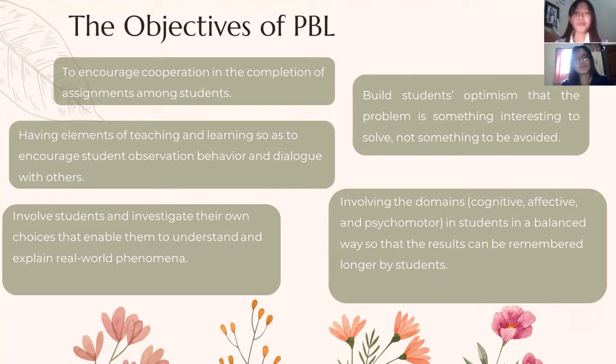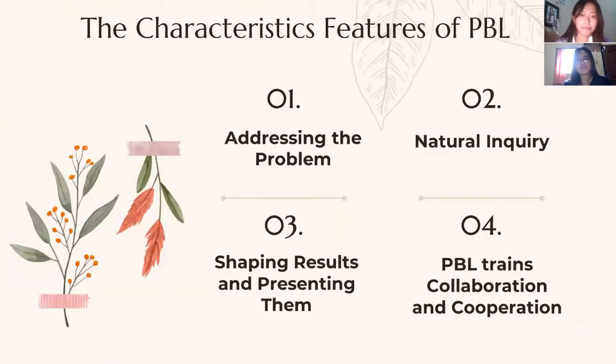Number 4, make students optimistic that the problem is something interesting to solve, not something to be avoided. And the last one, involving the cognitive, affective, and psychomotor domains in students in a balanced way so that the result can be remembered longer by students. Next.